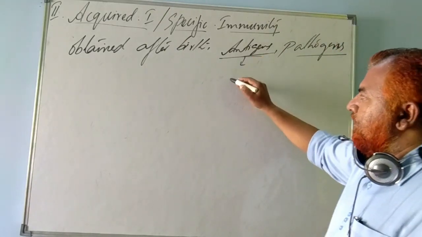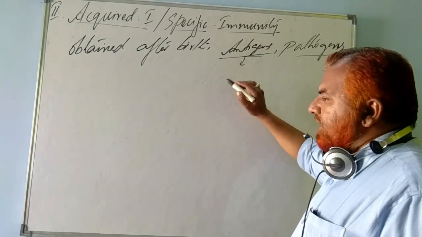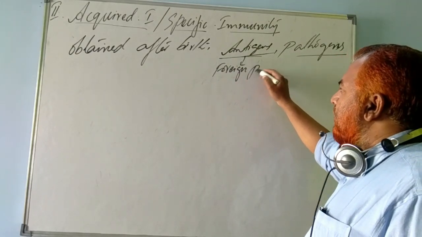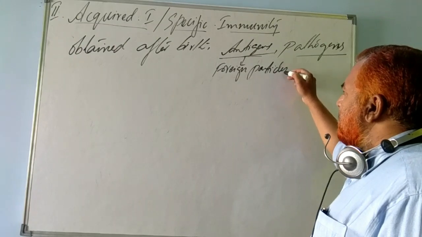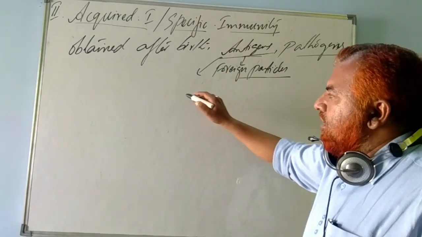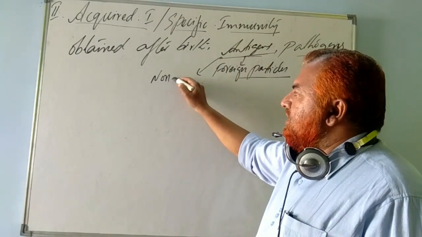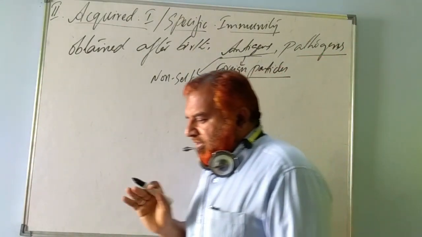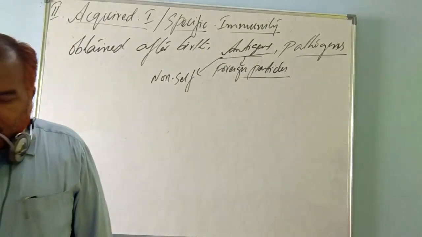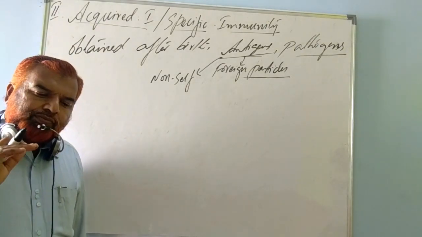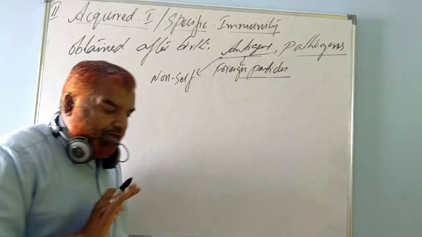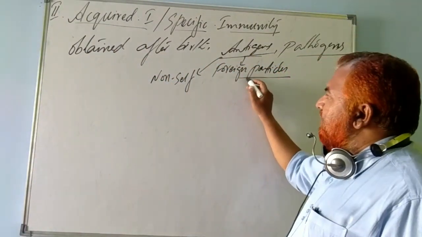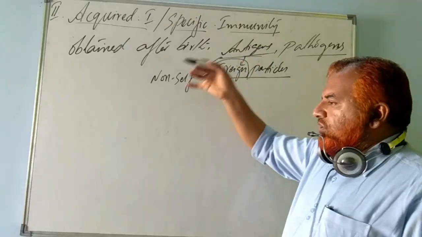They are known as foreign particles. What do you mean by that? These particles are non-self. Non-self means they don't belong to one's body. They don't belong to us. They are not present in the human body from the beginning. They are non-self. They are foreign, outside ones.